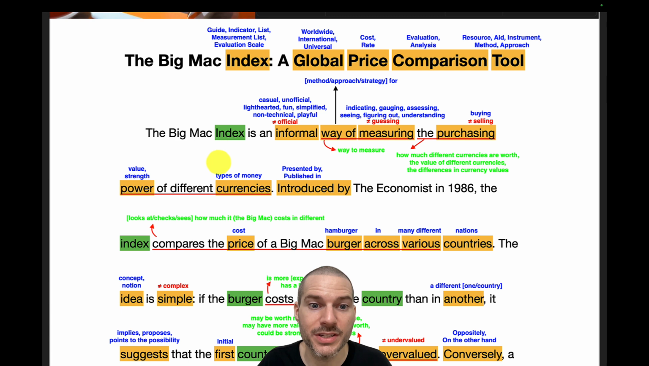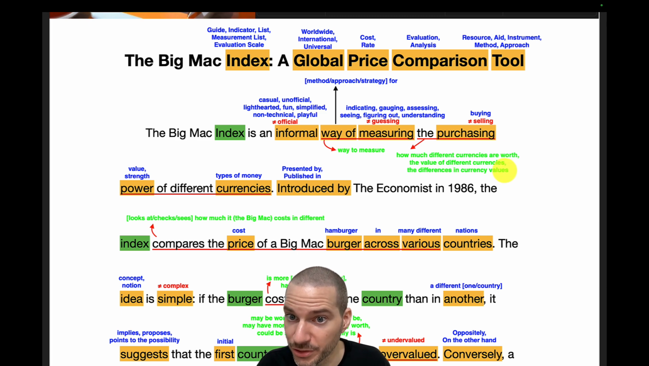So currencies, types of money. But you can also see this has been underlined. So let's read this through. The Big Mac Index is an informal way of measuring how much different currencies are worth, or the value of different currencies, or the differences in currency values. So any of these phrases I can plug into the sentence and reword the sentence, okay? So you can see the power, the value or strength of different currencies.